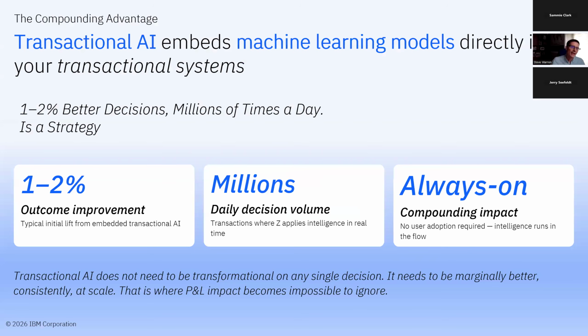So again, to summarize, before we get into the actual technology, even just 1 to 2% outcome improvement can save you millions of dollars. And we're saying with transactional AI, a couple percent improvement on an outcome is a very attainable goal. So let's move on and talk a little bit more about the technology.